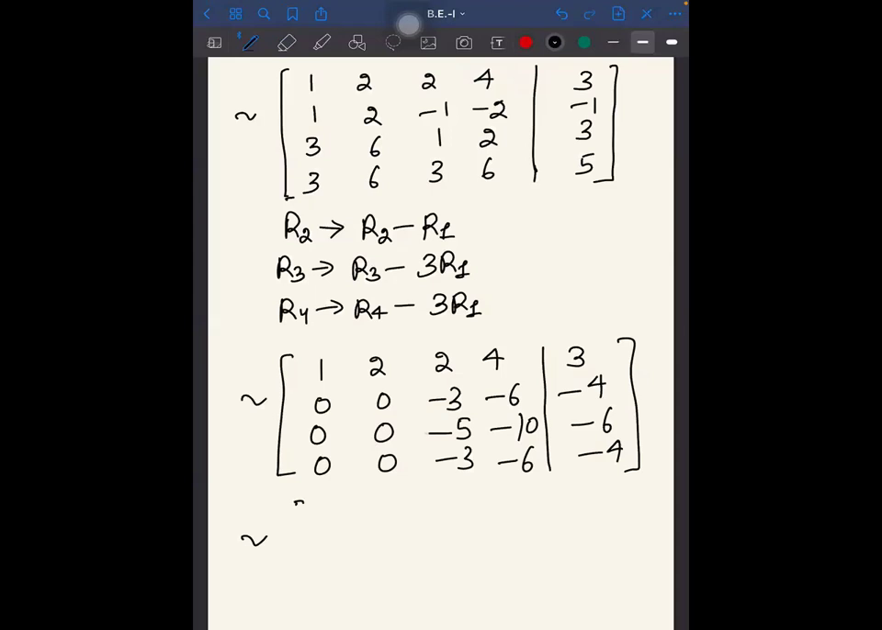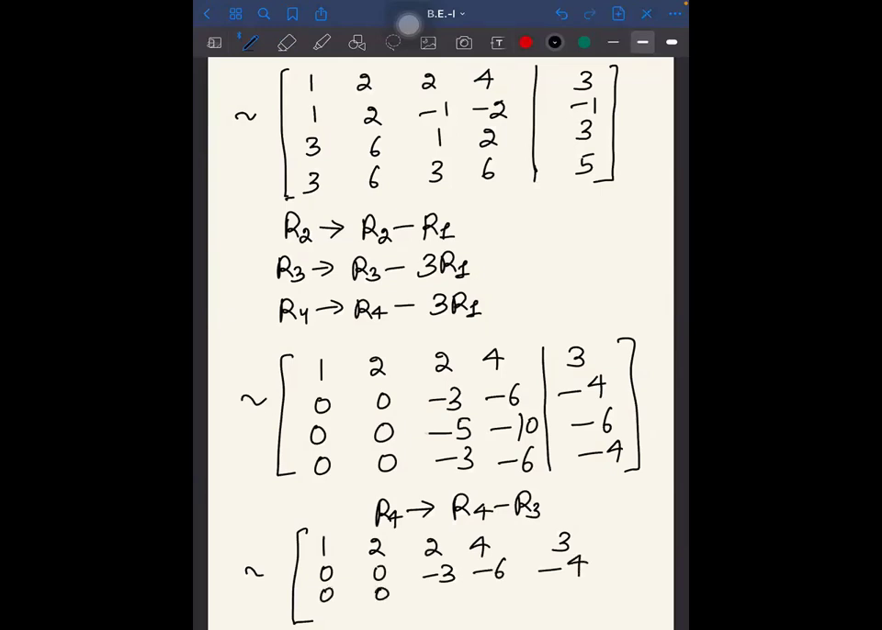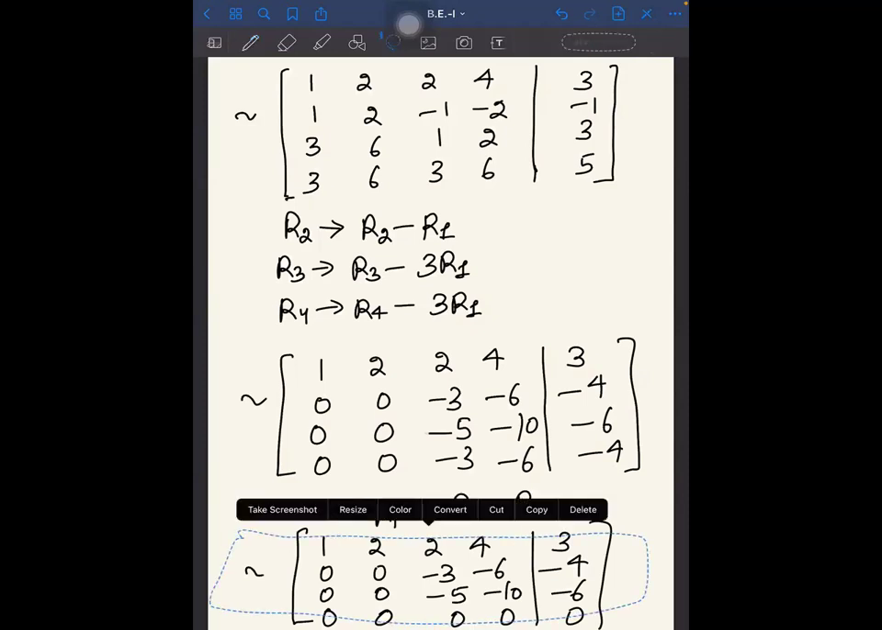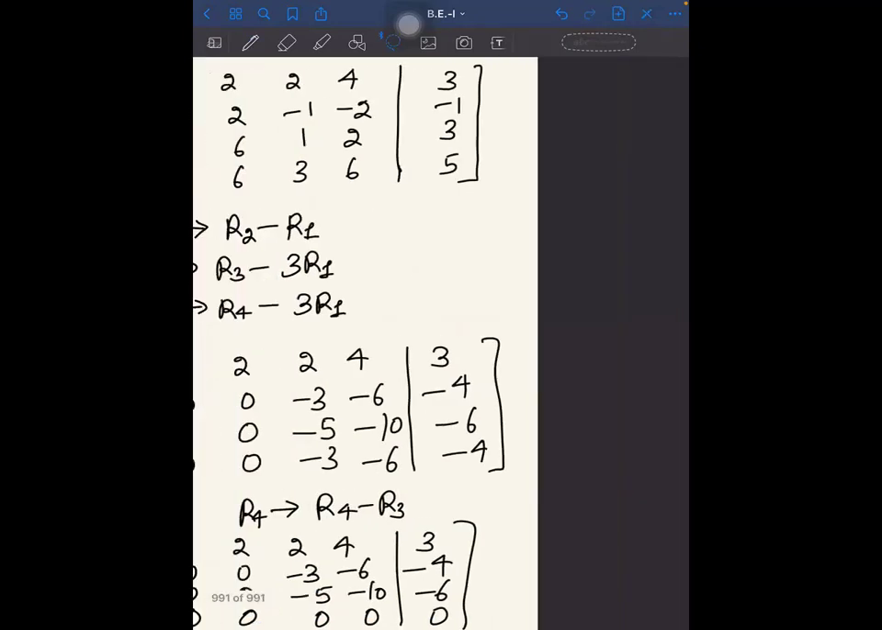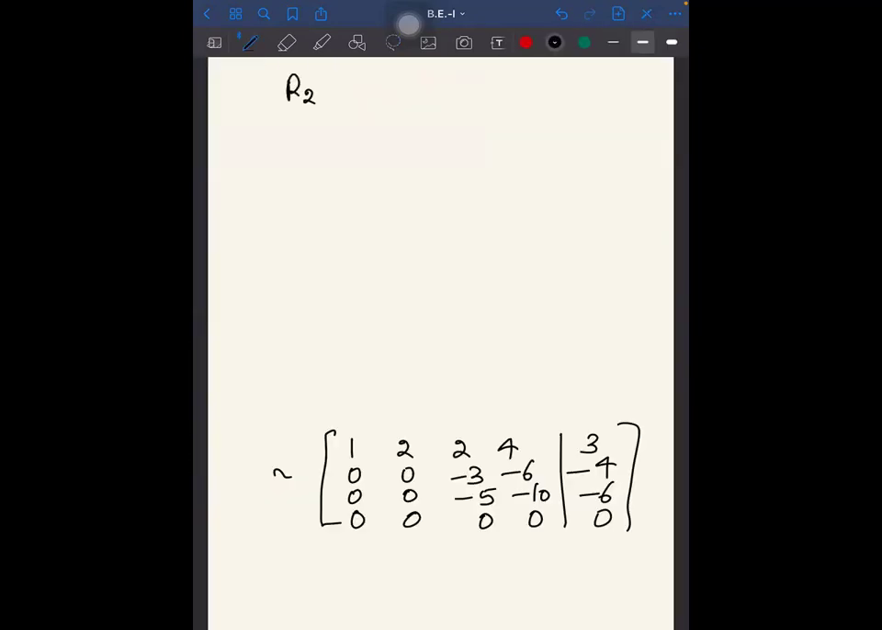If we operate on R4 minus R3, this is something which will look like 1, 2, 2, 4, 3, 0, 0, minus 3, minus 6, minus 4, 0, 0, minus 5, minus 10, minus 6, and the last row will be 0. Yes. Fair enough? Yes, sir.